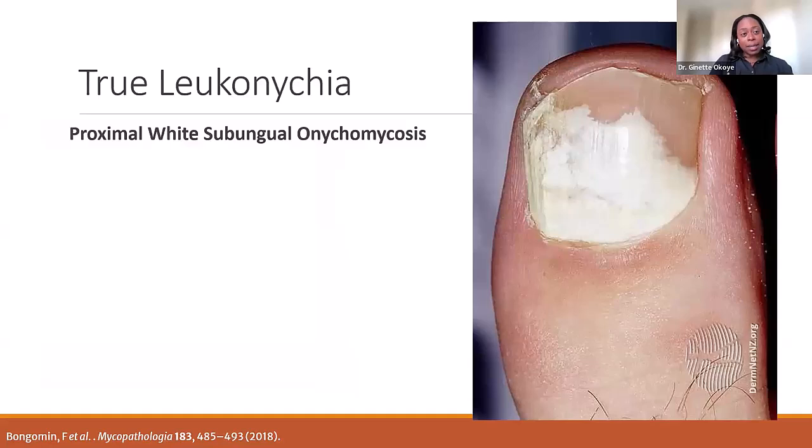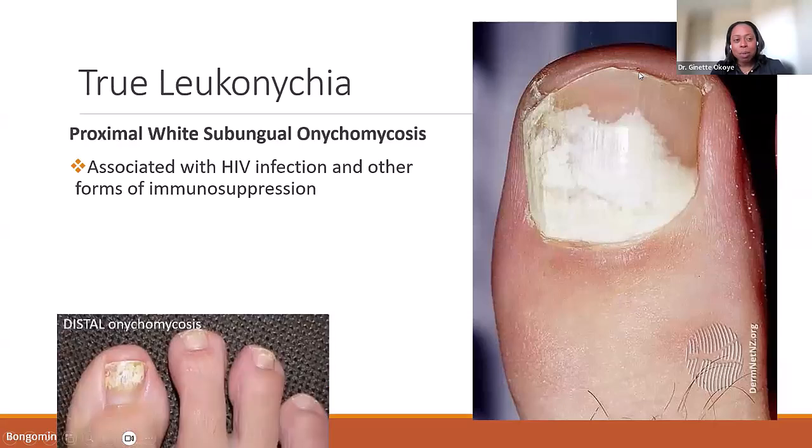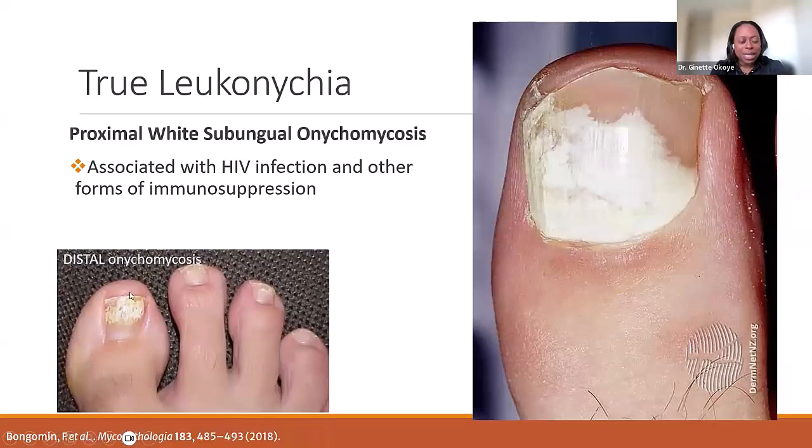This, on the other hand, is bad. This is true leukonychia that's caused by a type of nail fungus. The nail appears white, but the discoloration starts back here at the proximal nail fold. This is called proximal white subungual onychomycosis, quite a mouthful, but the key here is that it starts back here. Nail fungus does not start back here. Nail fungus typically starts on the distal portion of the nail, like this one, right? This is your typical appearance of nail fungus.